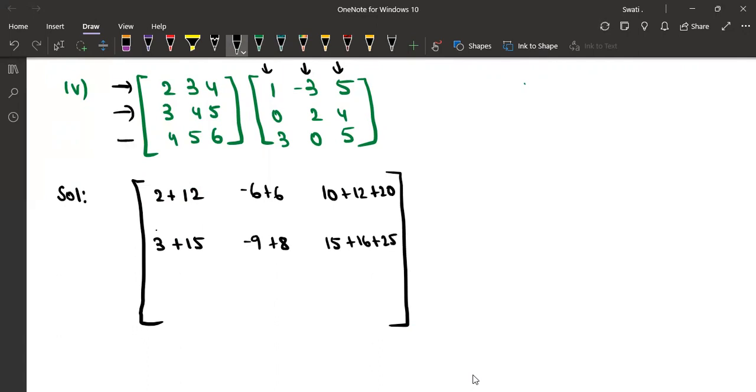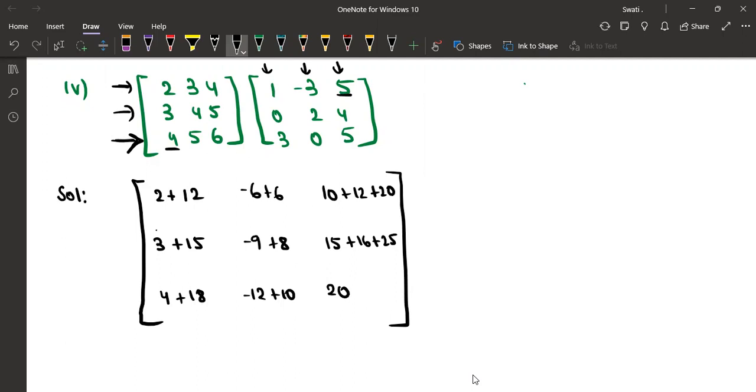And next is third row, first column. So 4 times 1 is 4, 5 times 0 is 0, 6 times 3 is 18. Next is 4 times minus 3 is minus 12, 5 times 2 is 10, and then 0, no need to write down. Next is third row and third column. So 4 times 5, okay, I'm just writing it again if you are having any doubt. 4 times 5 is 20.